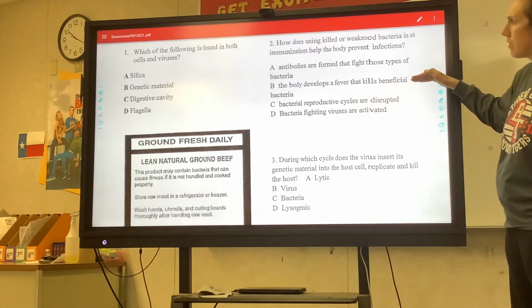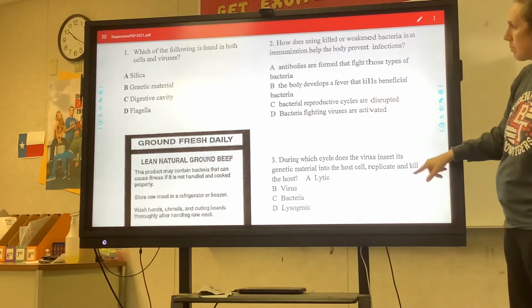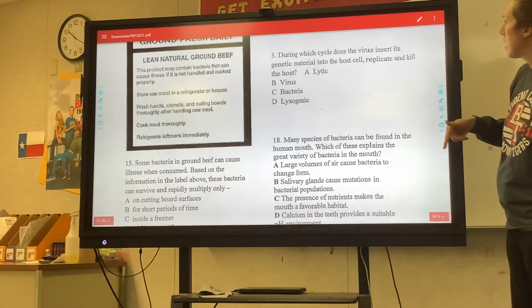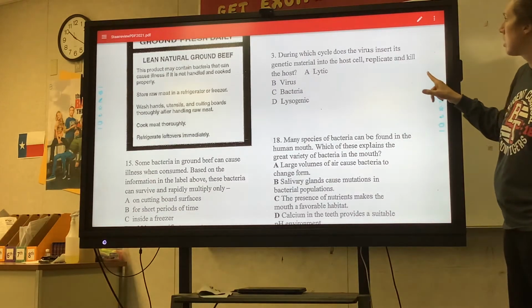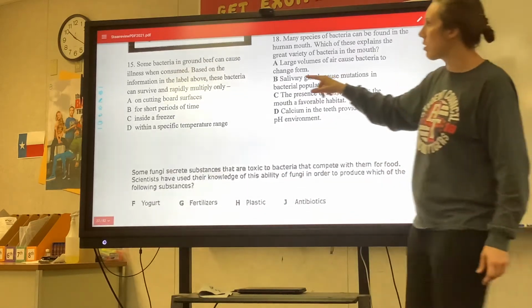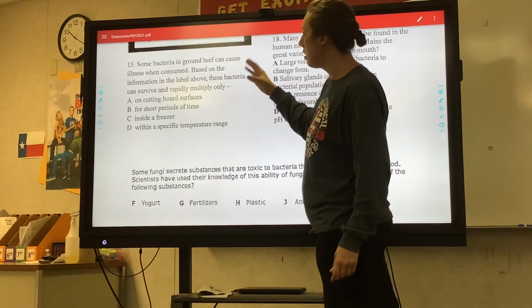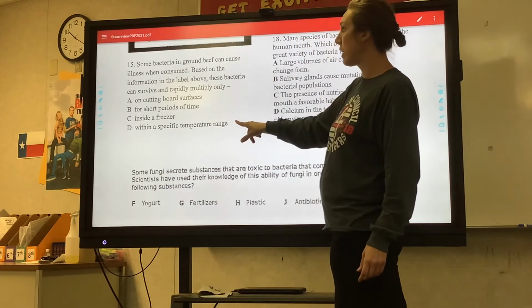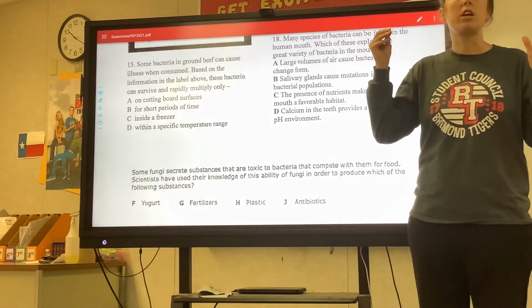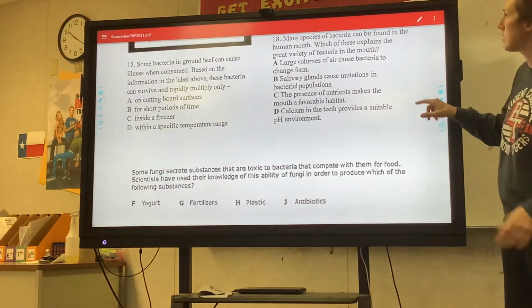The body develops a fever, no. The bacteria reproduce, no. Bacteria fight viruses, no. Okay. During which cycle does the virus insert its genetic material in the host and kill the host? Lytic. Okay, almost done. Some bacteria grow in ground beef. These bacteria can survive rapidly only in specific temperature ranges. Yeah, and that's because too high, you're heating it and killing it. Too low, you're freezing and slowing it. So specific temperature ranges.